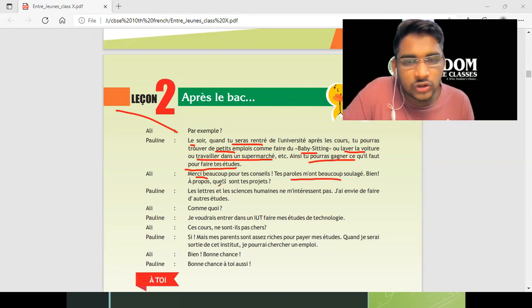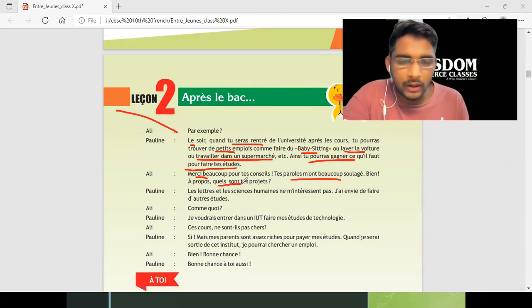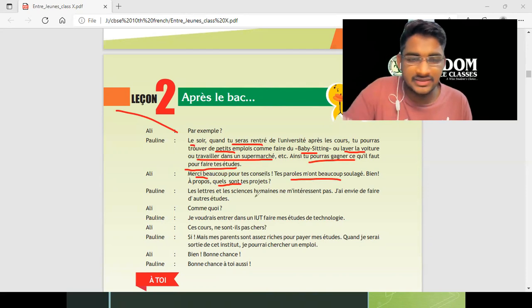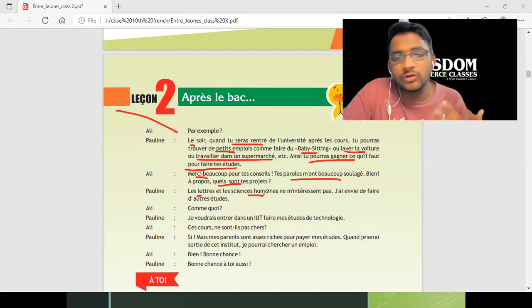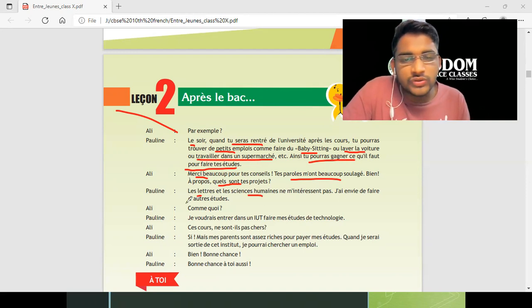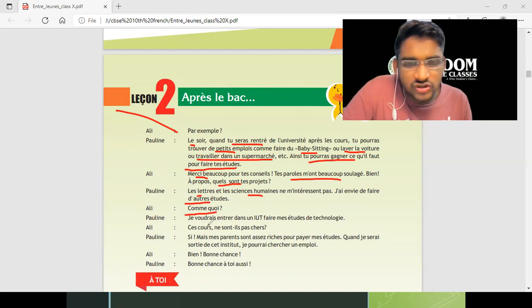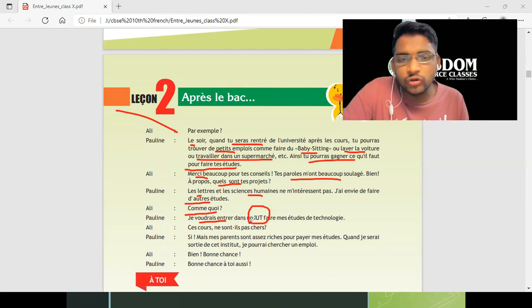Yeah, apropos, quels sont les projets? So basically now Ali is asking, apropos, according to you, what are your plans? So Pauline says, letters and human sciences do not interest me. I am eager to do some other studies. So Ali is asking, like what? So she says, je voudrais, I want to enter in IUT. What is IUT, students? IUT is Institute of University of Technology. Okay, the studies related to technology. To do my studies of technology.